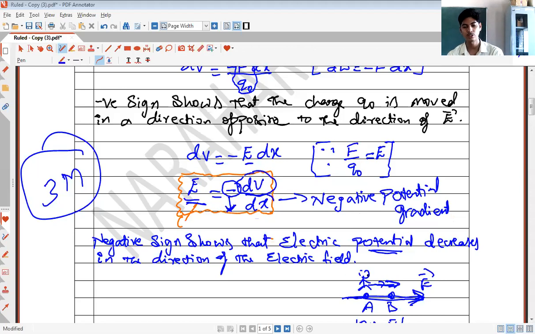If a charge is moved in the direction of the electric field, the charge is actually moving from a higher potential point to a lower potential point. Remember this.